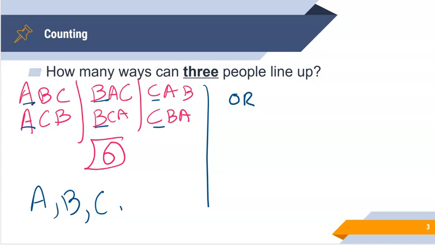Now, while this is not too bad, what if they had instead asked not 3 people, but maybe 20 people? That could take a lot to get there. So there's a much quicker way to do this, right?